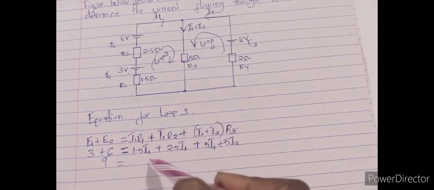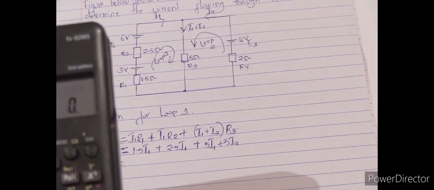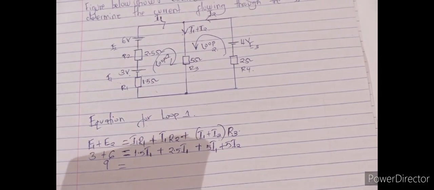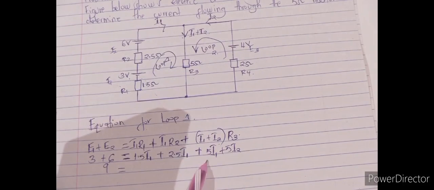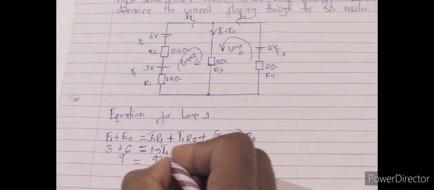So we collect the like terms and we simplify. We get 9 is equal to, when you take 1.5 I1 plus 2.5 I1, we have 1.5 plus 2.5, we get 4. And then plus 5, we get 9. So we have 9 I1 plus 5 I2.